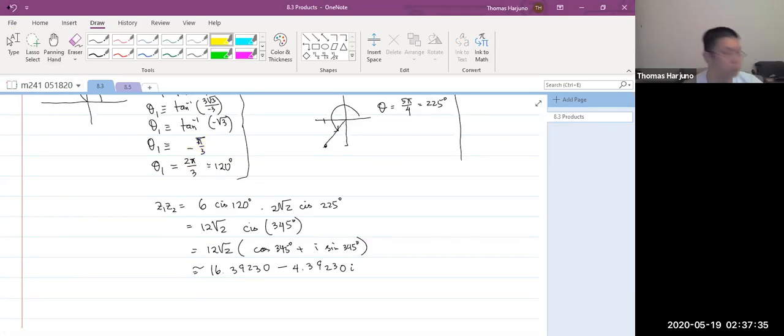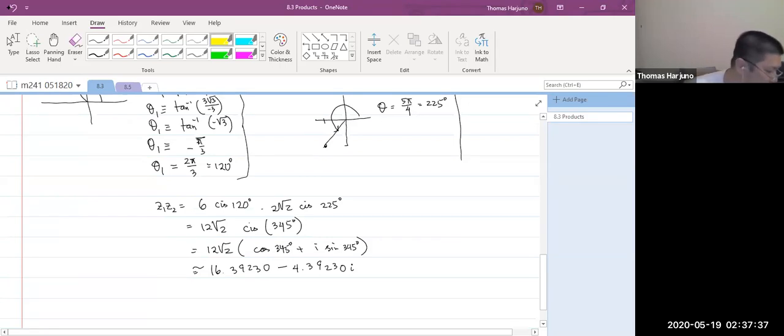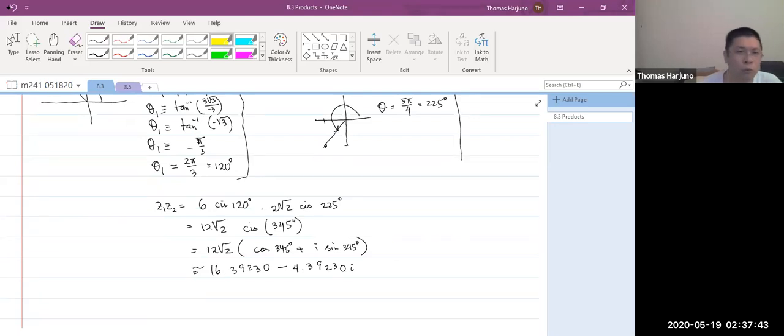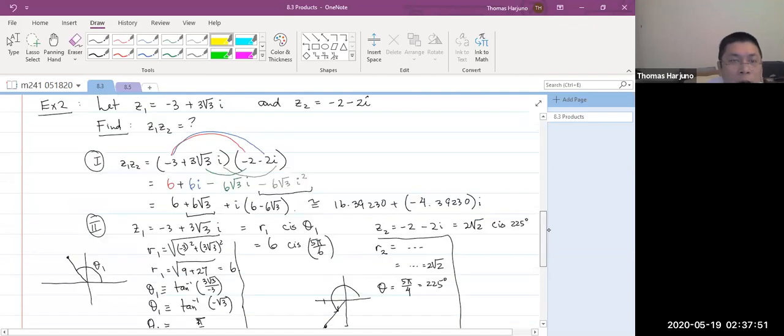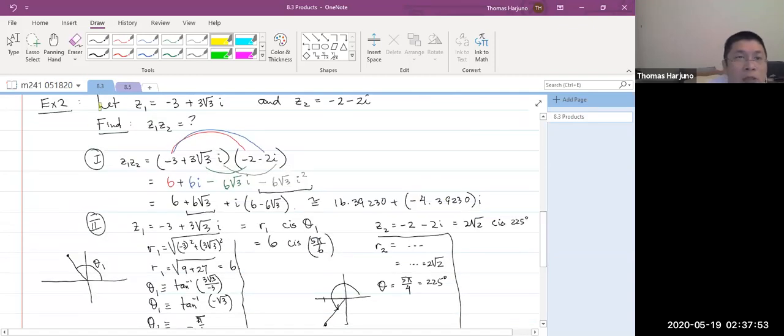But the main purpose of us learning this method is actually not the multiplication. If you just multiply two of them, it's actually easier to just do the FOIL method like what I showed you up here. Okay, this method is easier.